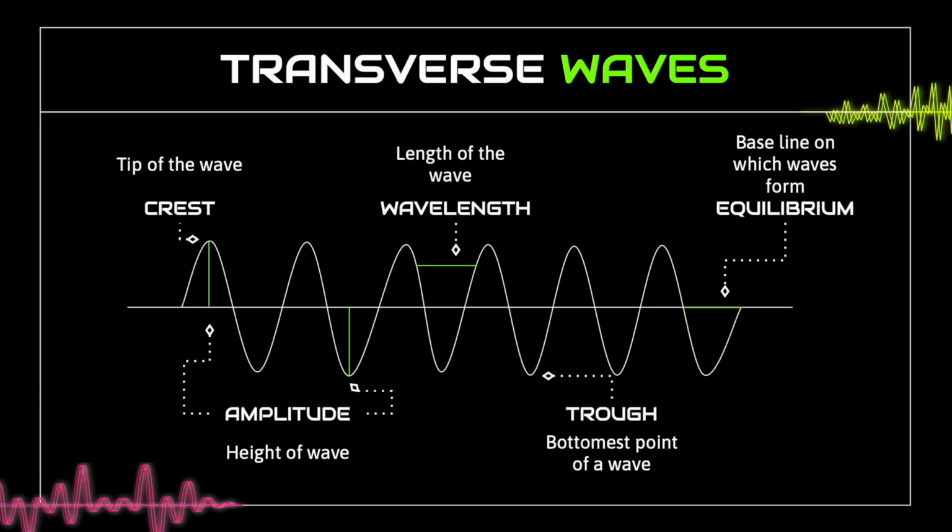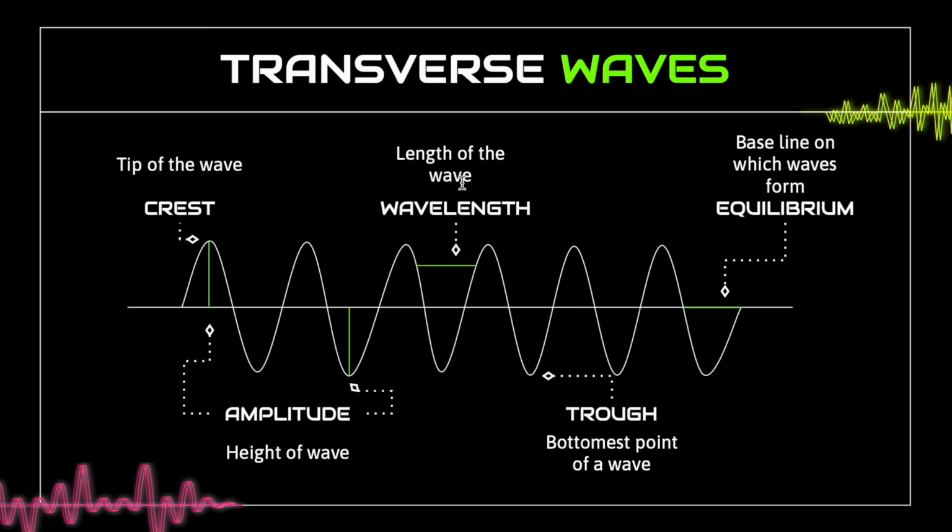So here is what a transverse wave looks like. We have different parts. This is the crest, which is the tip of the wave. It's the very top of the wave. So in every wave, there's a crest. Then we have the amplitude, which is the height of the wave. So it's the height from the baseline till the crest or the trough.